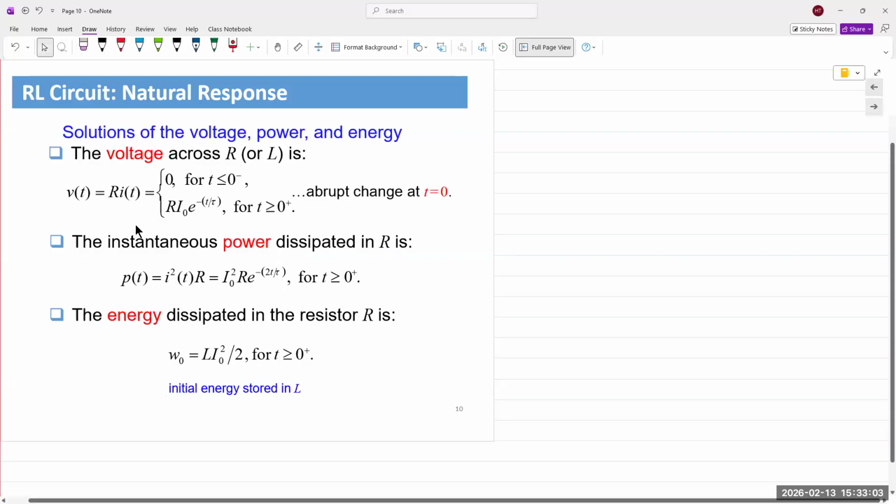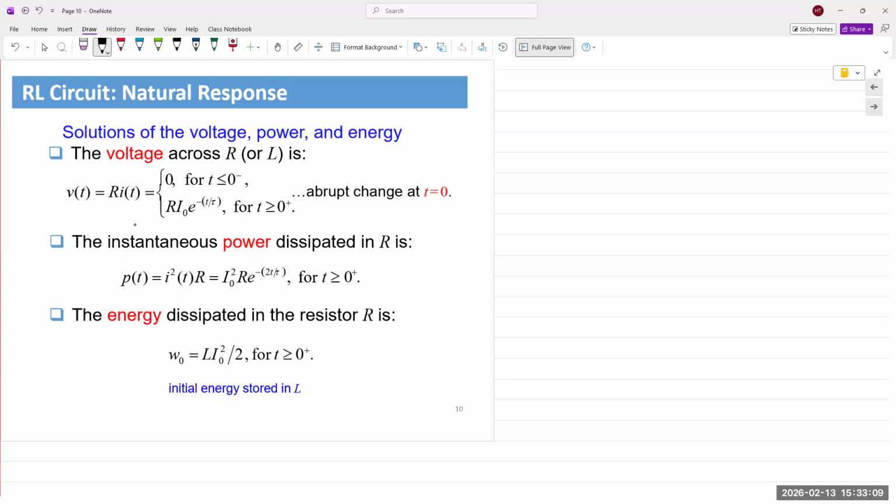Again, same standard expression. Total energy dissipated in the system is the total energy that was stored in the inductor. Remember from chapter 3, half L I square. That was the initial current that was stored in the inductor. And that's where we begin.